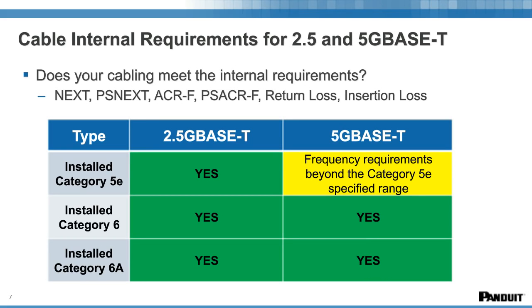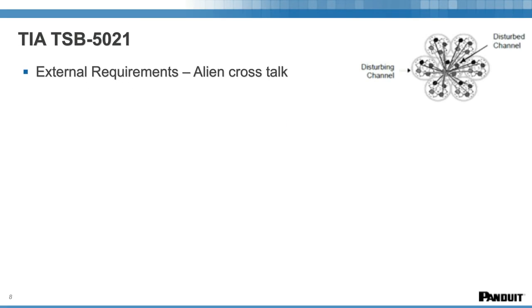Category 5E requires a little bit more attention because the 5G base-T frequency requirements were beyond what the 5E category requirements were when that cabling was made and specified, and hence why it's shaded in yellow. Really what it means is there's more assessment required on the internals. So internals are part of the story. As I mentioned earlier, we know we have to assess also the external requirements, and the graphic there is just a reminder about alien crosstalk and some of the challenges around alien crosstalk.